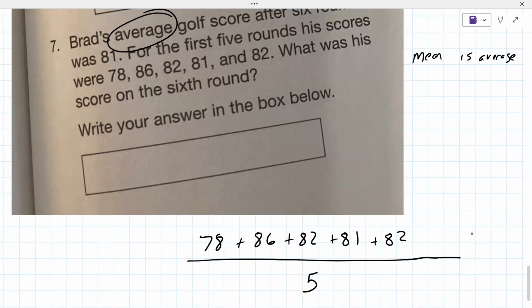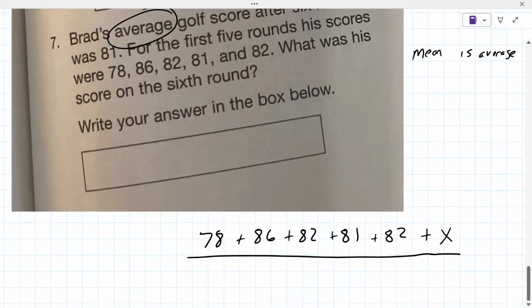is that we don't know the 6th score. But if we did, what would we divide by? Let's just say we knew the 6th score. What number would go down the bottom now? I got 81.8 in the calculator. Okay, that's fine. That's not what it's asking for though. It's asking for the 6th score.